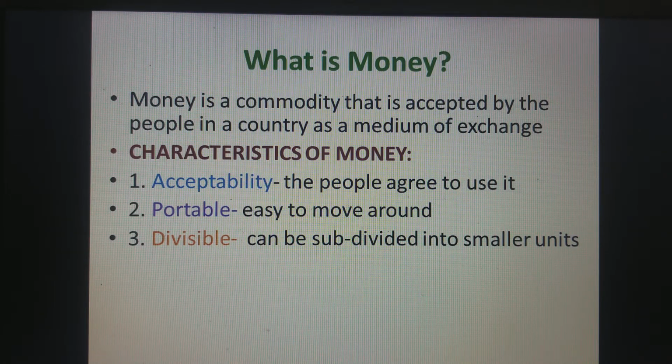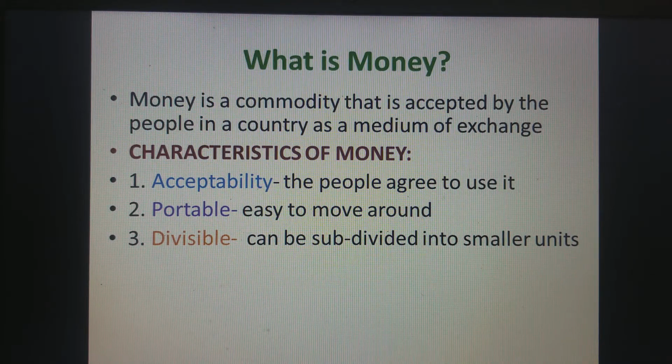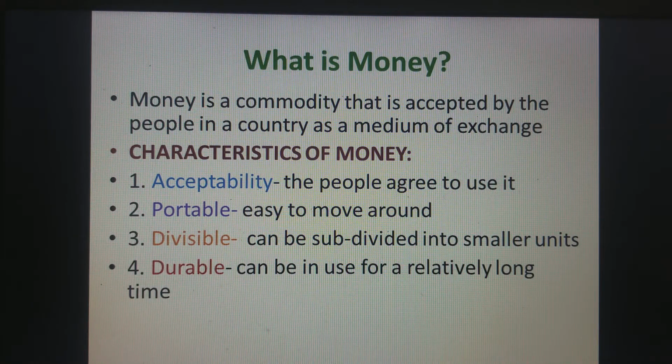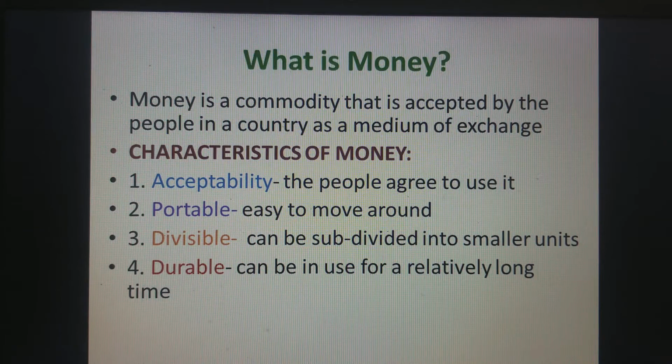Money should be divisible. That means it should have the capacity to be subdivided into smaller units. Durable. Money should also be durable. That is, it can be used for a relatively long time. So you should be able to use it, have it in access and circulation for a period of time.